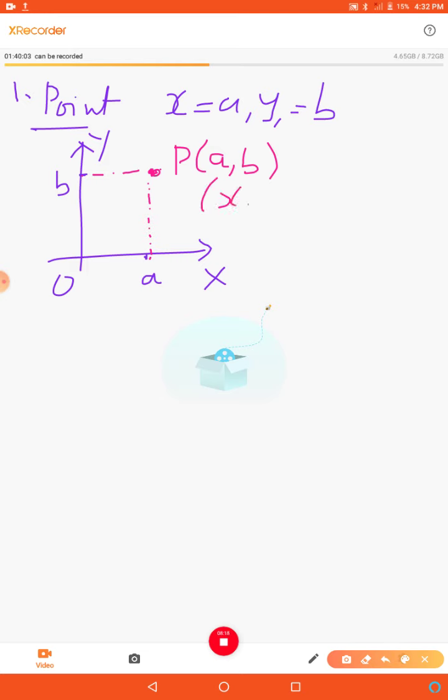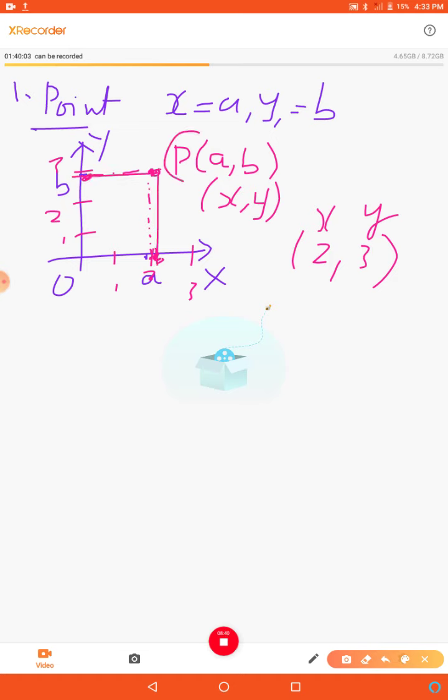So a point is represented by x comma y. Say it is 2 comma 3. How do we represent 2 comma 3? This is the x component, this is the y component. The x component is 2 here, the y component is 3 here. So this represents 2 comma 3. The point P represents 2 comma 3. This is how we can represent a point on a graph.